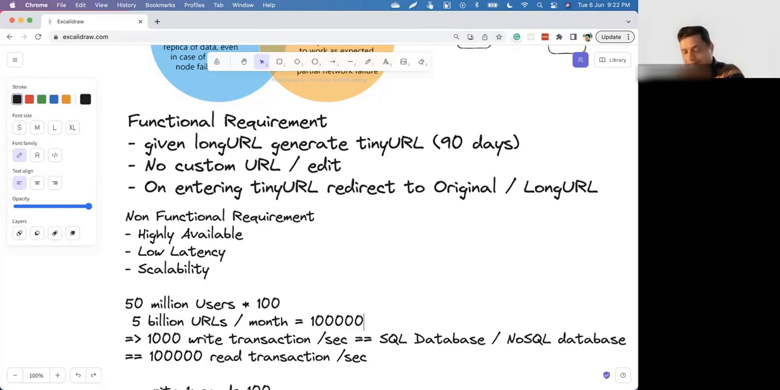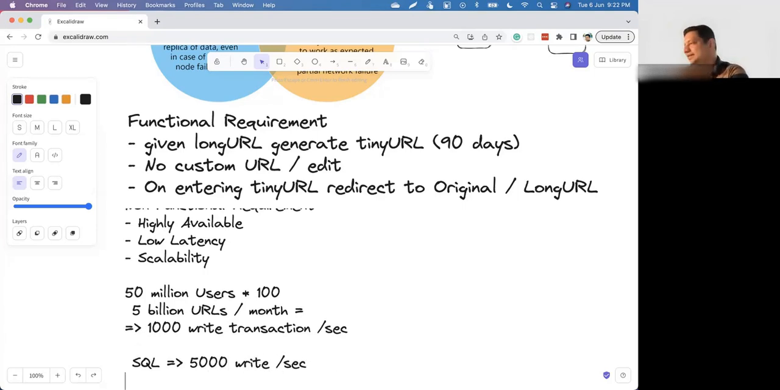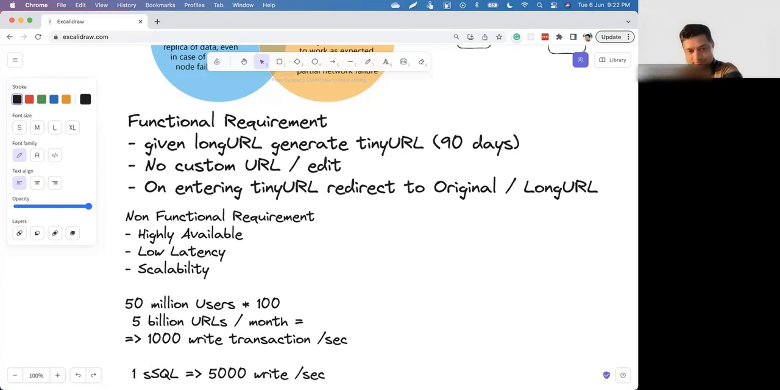In that case, I will tell you one piece of information. A SQL database can handle up to 5,000 write transactions per second. Again, this depends on how complex the write transaction is, but roughly you can assume 5,000 write transactions per second is good for one instance of SQL database. So it's not that much. We can go ahead with SQL databases.